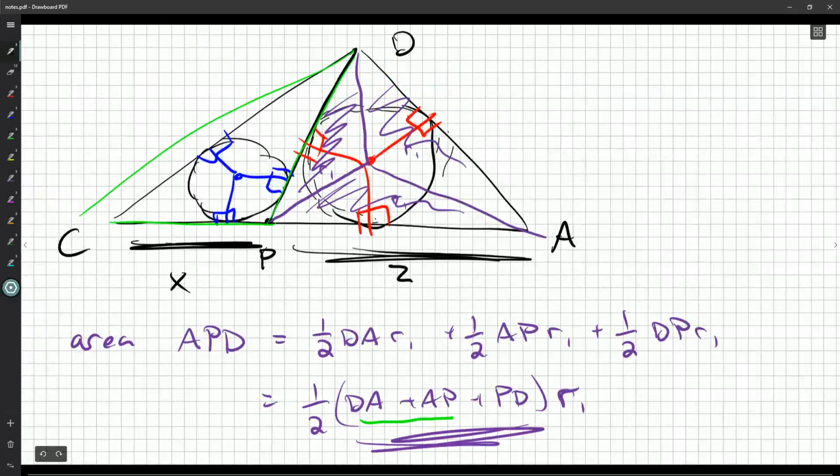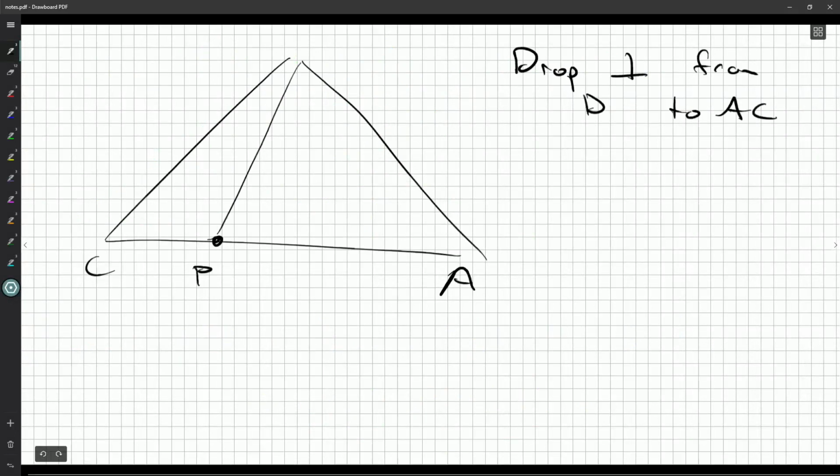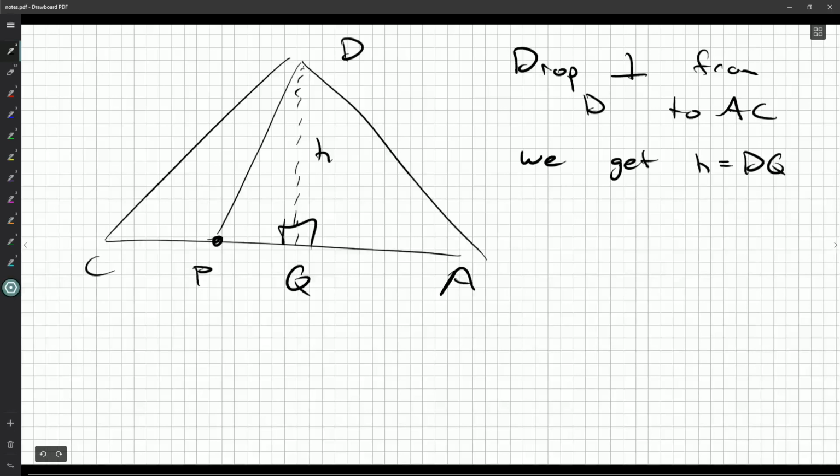They form bases. So if instead of drawing in the circles, we get CP and A here, we say something like drop the perpendicular from D to AC, and that'll be somewhere in here because this is the bigger one. And we could call this point E, or I guess Q would be fine because of P and Q. So then we have a height H. H is DQ.